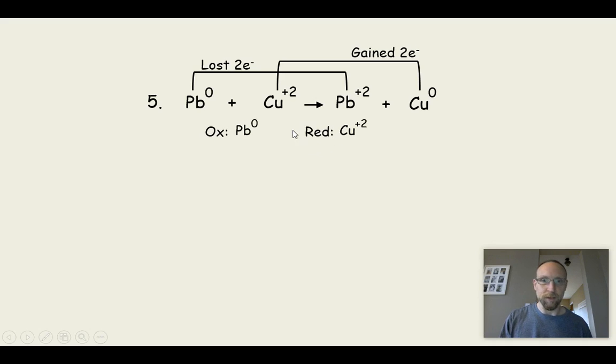All right, and that's it. If you can go through and do all this and tell me who's oxidized and who's reduced, then you're in great shape and in a good position to move forward in this unit to the next step, where we expand upon determining who's oxidized and reduced and build upon that. So that's it for today.